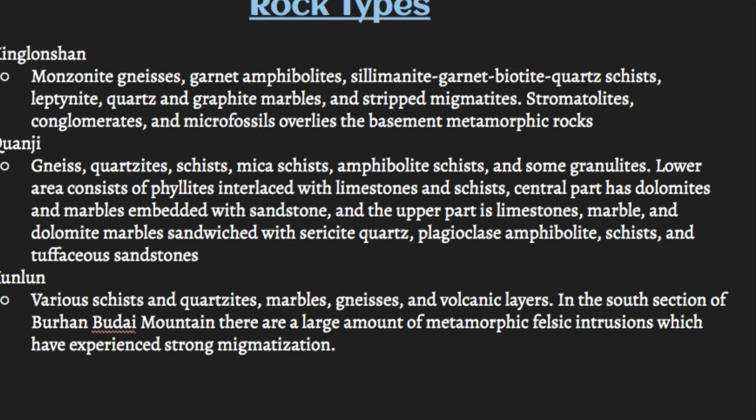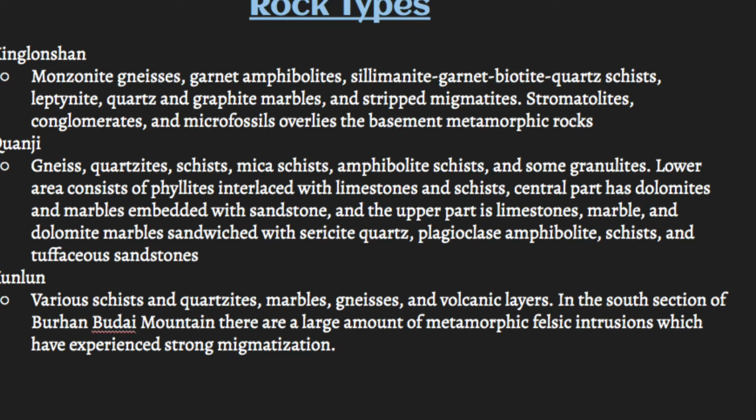The stromatolites and microfossils, conglomerates, which overlies the metamorphic basement rocks. Now the Quanji block has gneiss, quartzite schists, mica schists, amphibolite schists, and some granulites. The lower part has phyllites interlaced with limestones and schists. Central part has dolomites and marbles embedded with sandstones, and the upper part is limestone, marbles, dolomite, marbles sandwiched with sericite quartz and plagioclase, amphibolite schists, and tufaceous sandstones.